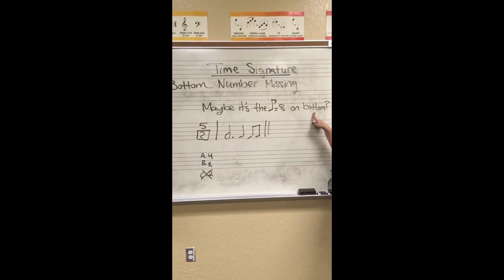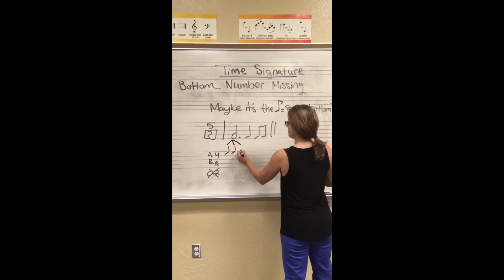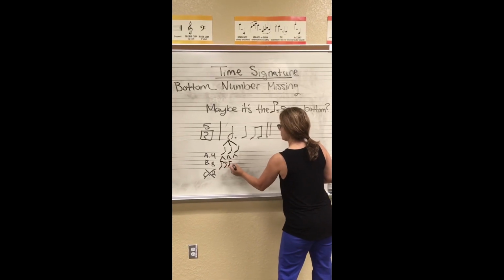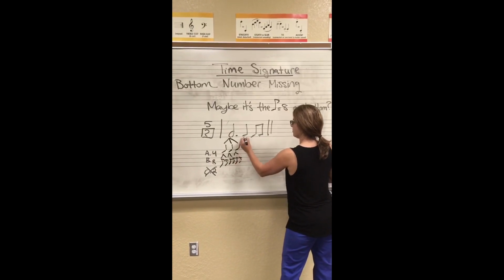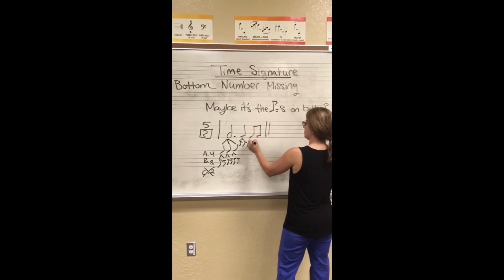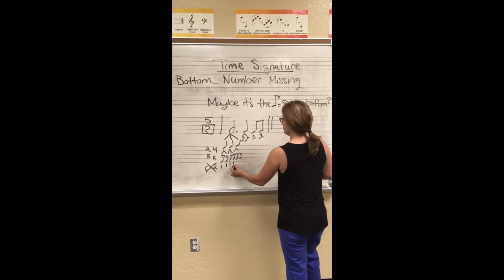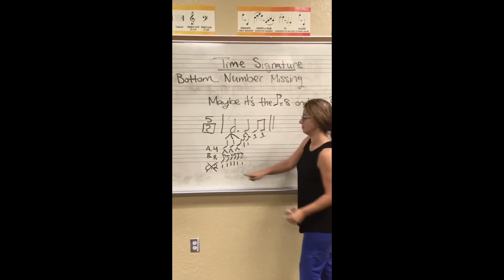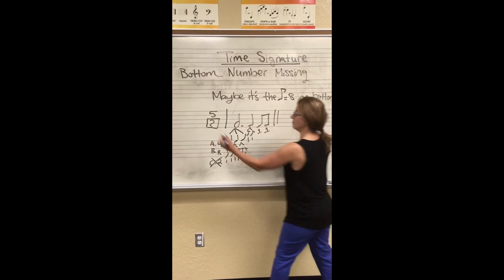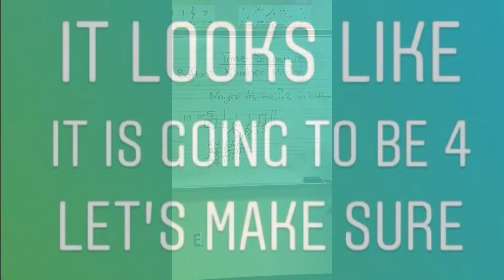Maybe it's the 8. A dotted half note to a quarter note is worth 6 beats between the eighth notes. A quarter note is worth 2 beats, and 1/8 note is worth 1 beat. When you add them all up, you get 10. 10 does not equal 5, so it cannot be B.